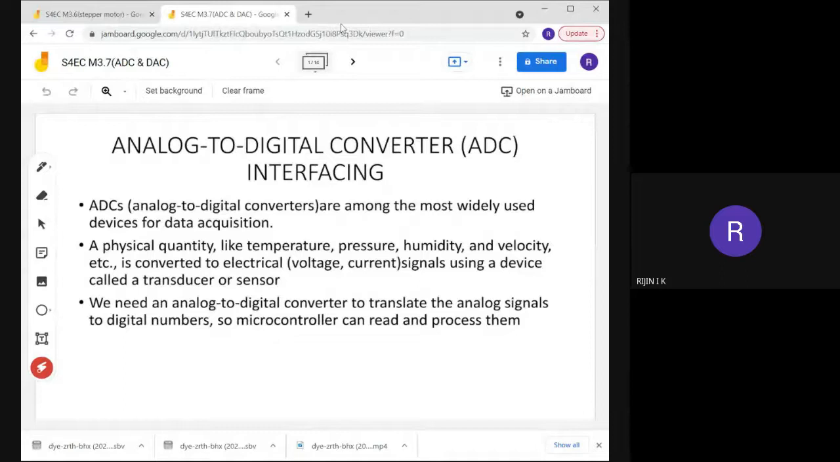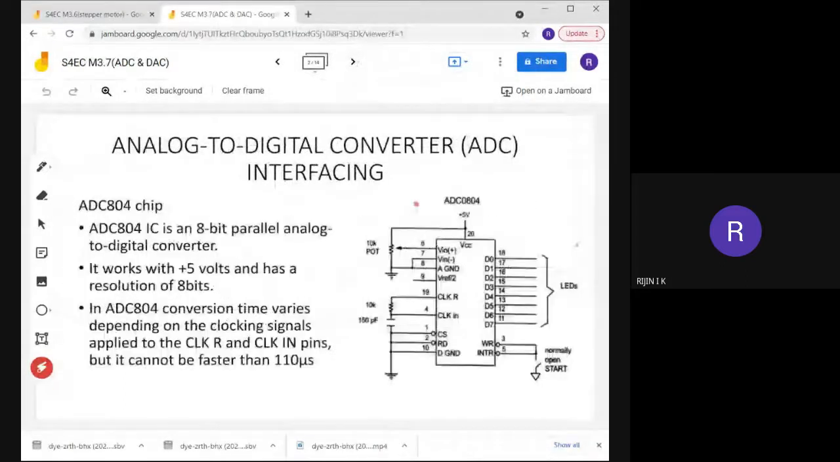So this is ADC 804. It is an analog to digital converter chip. It is an IC chip which is used to convert an analog signal to a digital signal. So this is the IC we are using to interface with the microcontroller. ADC 804 is an 8-bit parallel analog to digital converter. It works with +5 volts and has a resolution of 8 bits.